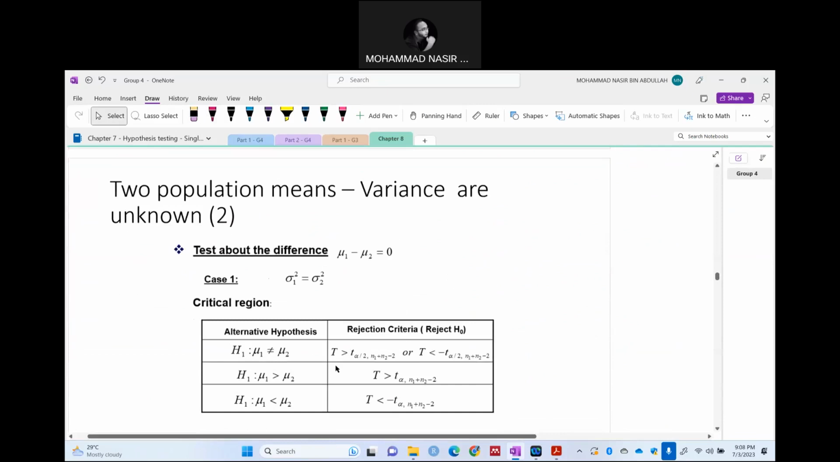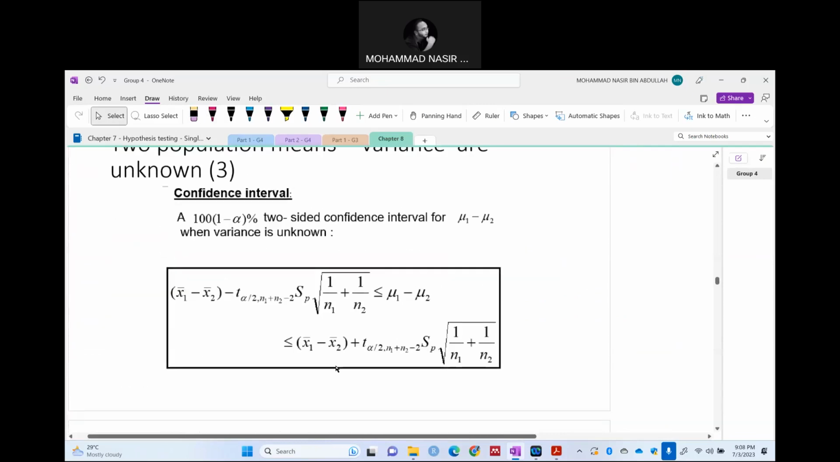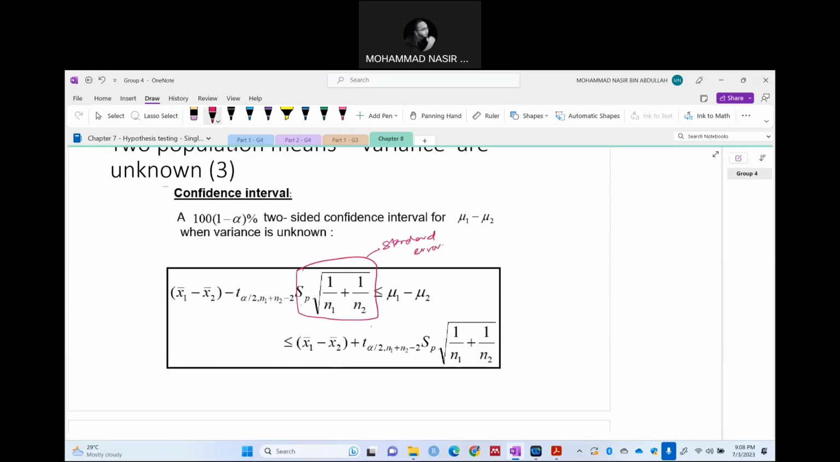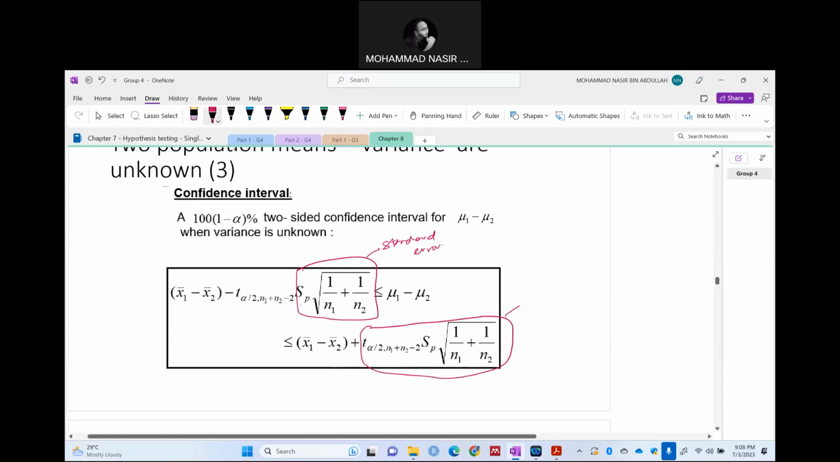So it's the same thing. Now the confidence interval is based on the t distribution, the t statistic. This value is called the standard error. The whole value, inclusive of the critical value, we call the margin of error. It's the same thing on the left hand side also.